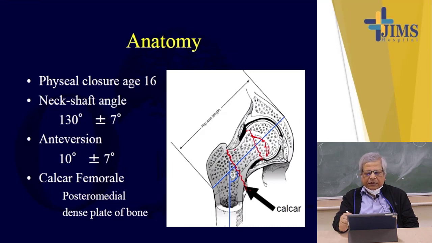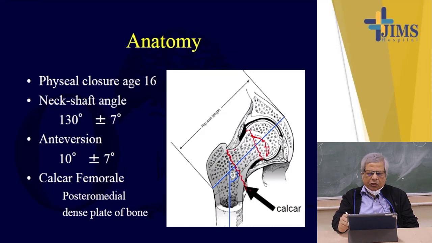Intracapsular fracture neck of the femur poses a difficult problem because of the low rate of union and high rate of avascular necrosis even after union. I am coming to those later on. The neck shaft angle is usually 130 degrees, or maybe 127 degrees, plus or minus 7 degrees, and anteversion is around 10 degrees. Previously, we used to call it about 15 degrees. Now it has been seen that it is about 10 degrees.